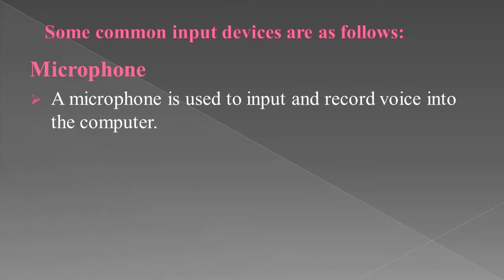Let me tell you about microphone. A microphone is used to input and record voice into the computer. Basically, a microphone is a device that captures audio by converting sound waves into an electrical signal. The signal can be amplified as an analog signal or may be converted to a digital signal, which can be processed by a computer or other digital audio device.